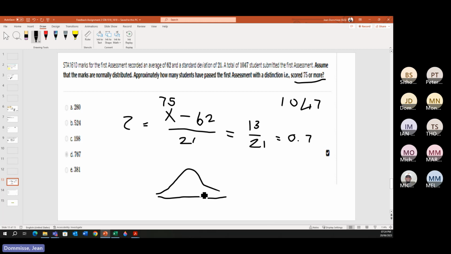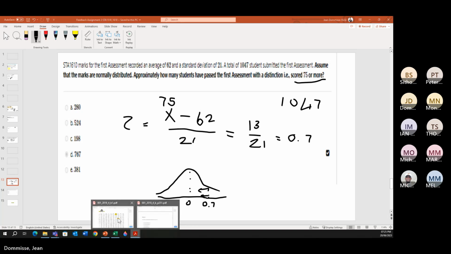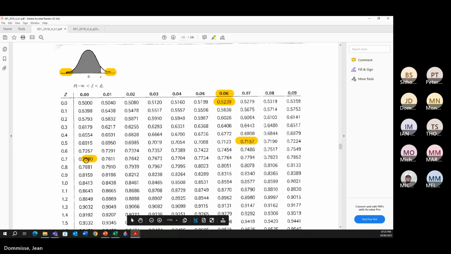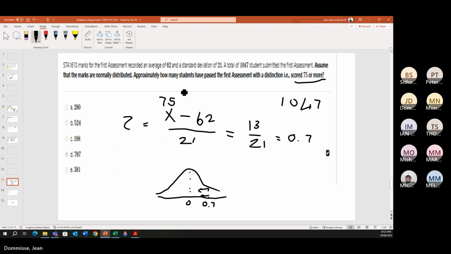Okay, so again, remember that the mean is 0, and here's the Z of 0.7. Remember Z 0.7, so we're going to check what this area is. 0.7 gives 0.7580. Okay, 0.758.